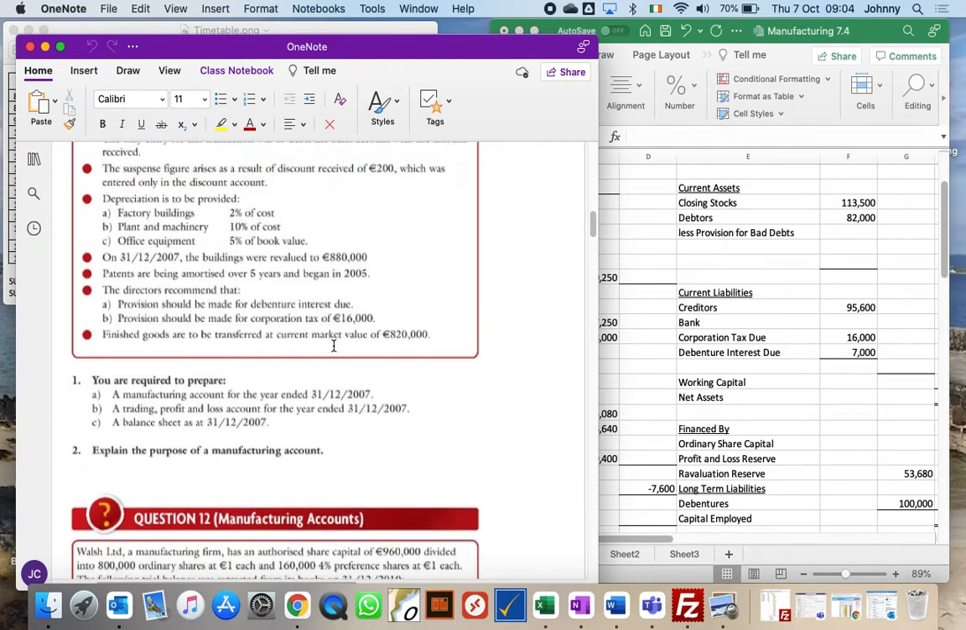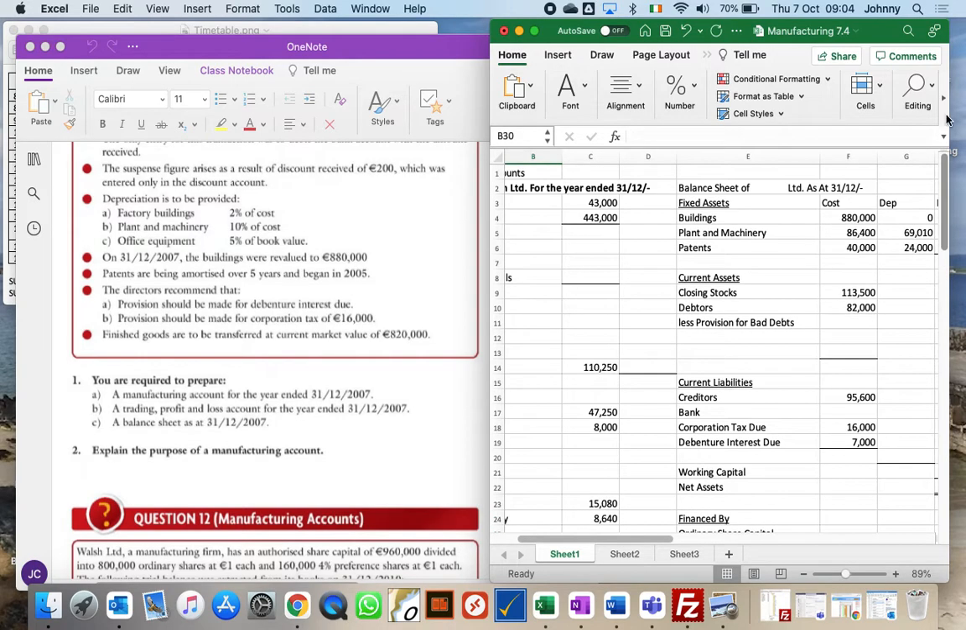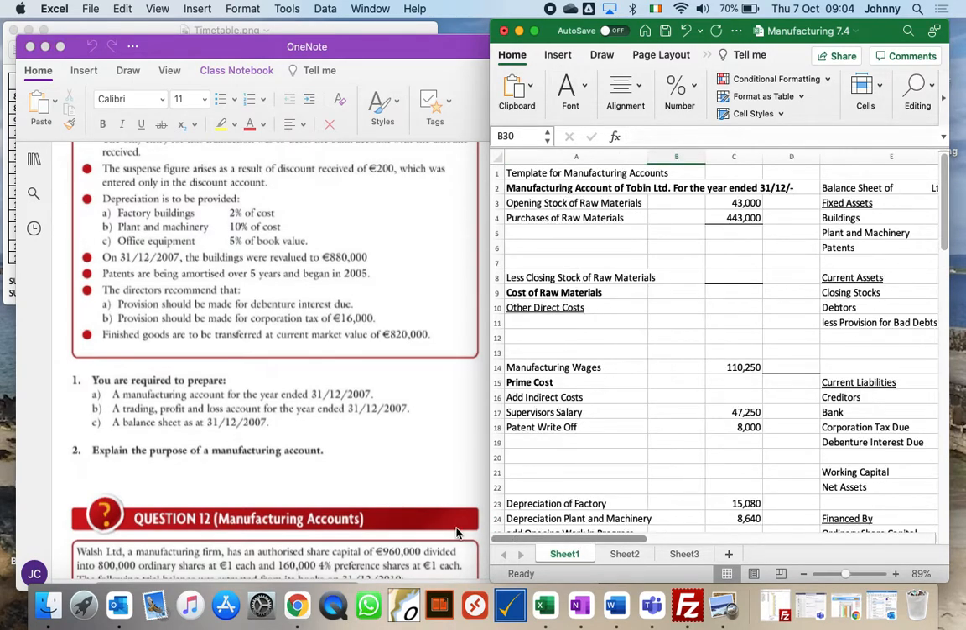And finished goods to be transferred at current market value of 820. Now, what does that mean? So up here, if I can just go through this document so far. So the manufacturing account, again, this is the bit that's new. So just as a reminder, the first part of it is what they call prime costs. So that's all of our direct costs. Prime cost, direct cost, same thing.